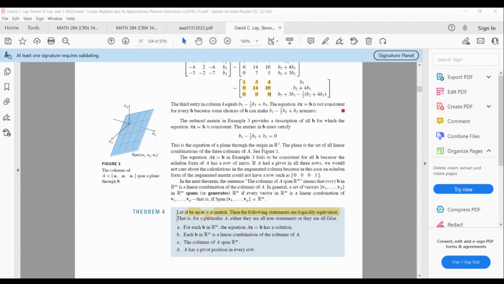And these are the key ideas behind section 1.4. These are the key ideas. Are there any questions at all?